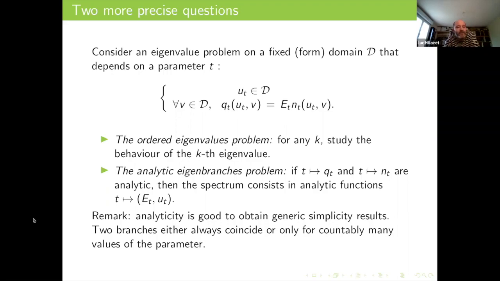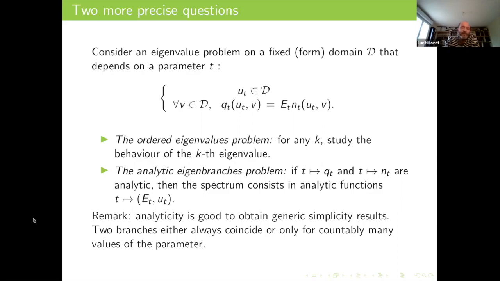So I will consider an eigenvalue problem on a fixed domain D that depends on a parameter t. My parameter will always be one-dimensional in order to use analytic perturbation theory. And so the eigenvalue problem is written like that. u_t is in the form domain, and for all v in the form domain, you have q_t(u_t, v) equals e_t n_t(u_t, v). So q_t is the quadratic form on the domain D, and n_t is a family of scalar products that gives equivalent Hilbert norms on my ambient Hilbert space.